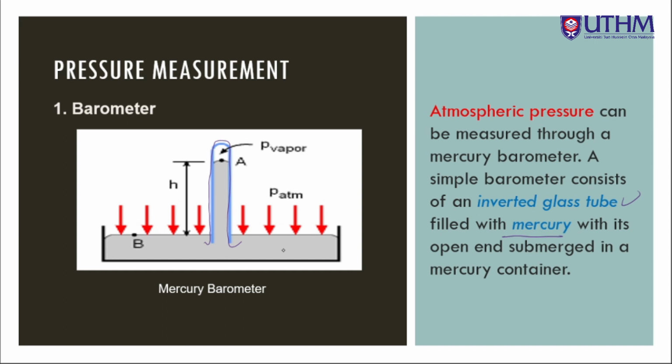So yang ni adalah mercury, ataupun Hg. Okay, with its open end submerged in a mercury container. So apa kita buat kat sini adalah kita nak measure the atmospheric pressure yang dikenakan ke atas this mercury.